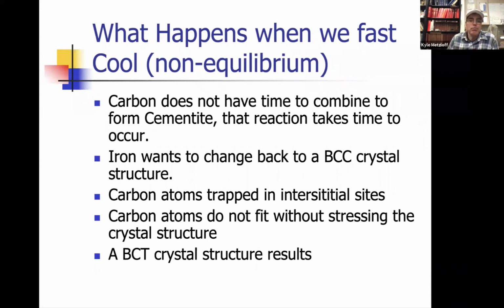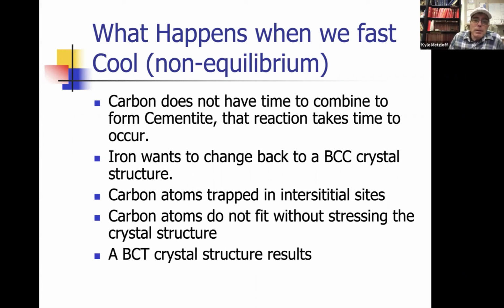So what happens is if we cool quickly, carbon is trying to get kicked out. Remember we just talked about that? It kicks the carbon out, but that takes some time because the carbon has to migrate between atoms, and that happens kind of slowly.